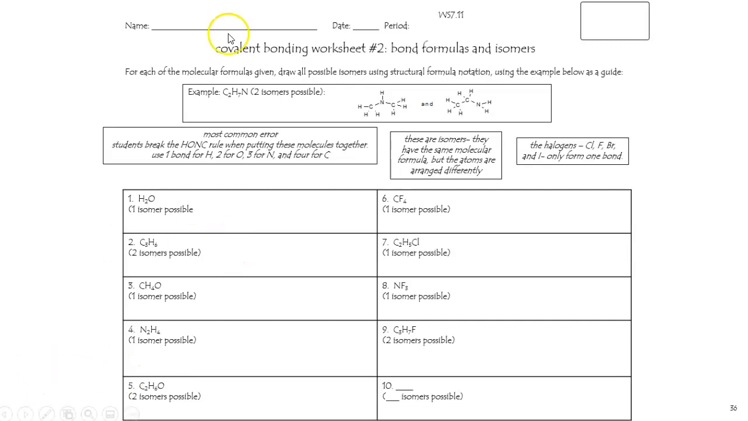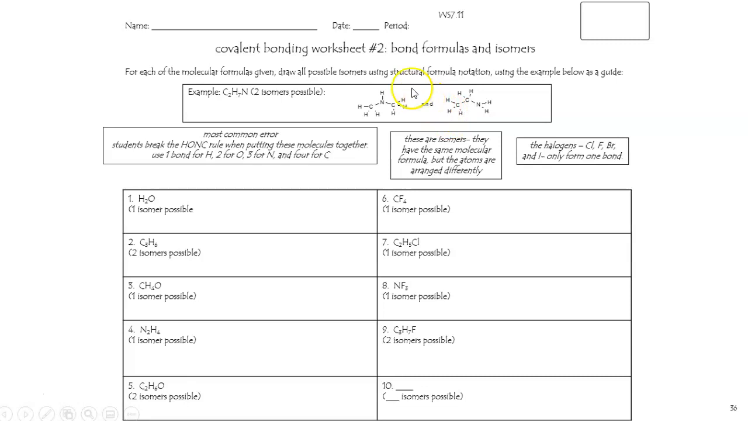Here's an example. If I said you have a molecular formula of C2H7N, there are two isomers possible. There it is, nitrogen in the middle. There it is, nitrogen on the tip. Notice this obeys the HONC rules. Hydrogen has one bond. Yep.